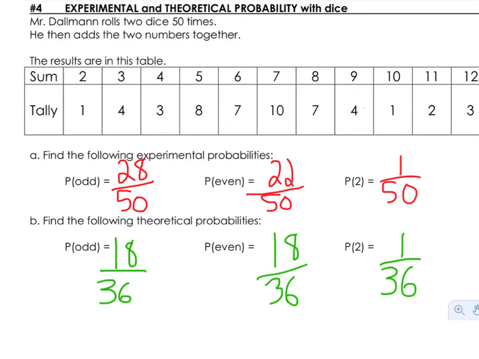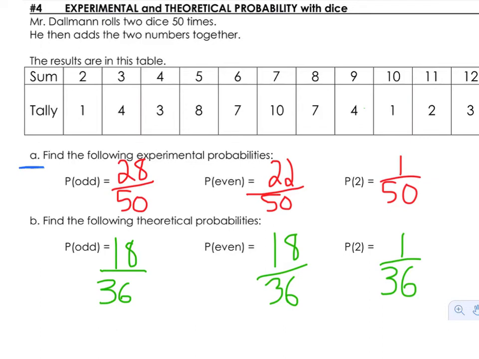Alright, the last page for the how likely is it practice test. Take a few seconds, check over your answers, and compare them with the answers that I have in the video. I'm going to take a look at letter A first. Find the following experimental probabilities.